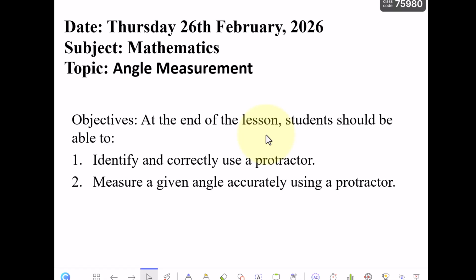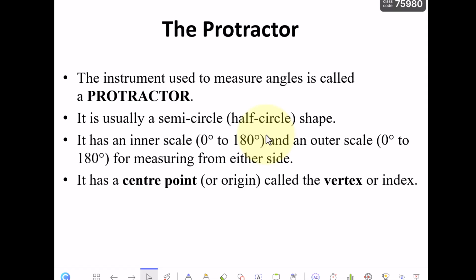So let me show us the brief note we have today before we do the demonstration and measure angle with the protractor. Now, this is the meaning of protractor. It's an instrument we use to measure angle. So we say the instrument used to measure angle is called a protractor. Now, it is usually a semicircle, half circle shape. We already know what a semicircle means, half of a circle. So a protractor has this shape.